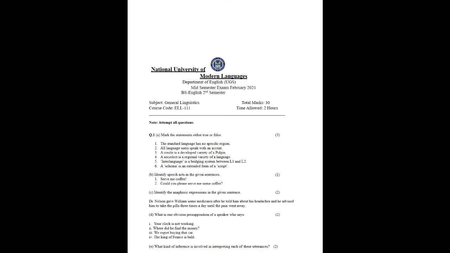Part E, what kind of inference is involved in interpreting each of these utterances? The first one is, you can borrow my Shakespeare.